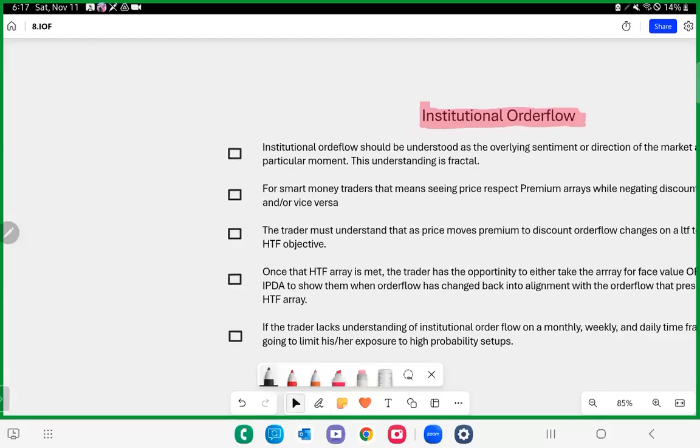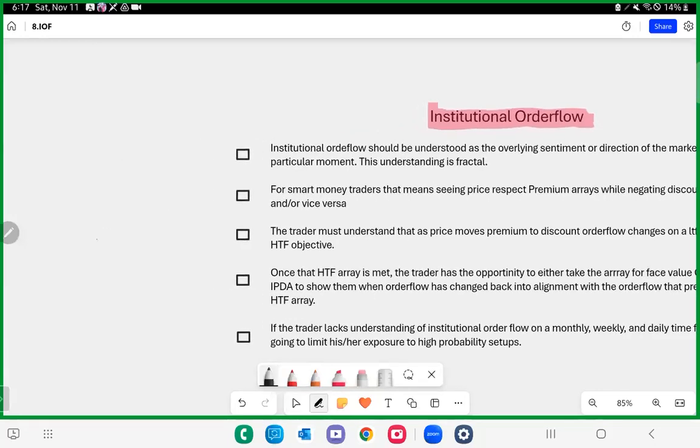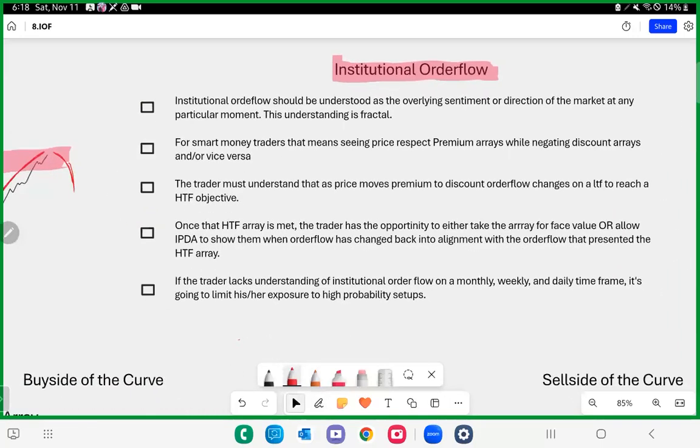So if this is a range and price is trading up to premium, then on the way up to that premium, lower time frame institutional order flow is going to be bullish until it meets that higher time frame array. Once it meets the higher time frame array, order flow is going to transition on a lower time frame first back to bearish, and then back in alignment with the overall higher time frame institutional order flow.